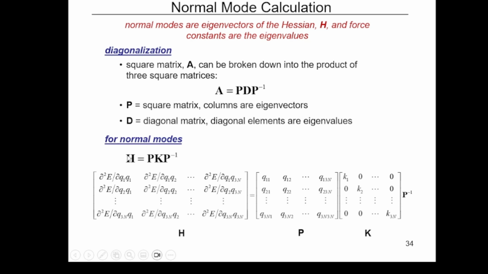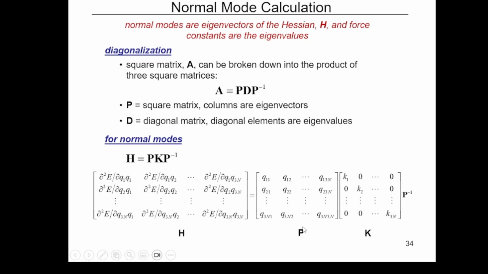So for normal modes, this Hessian H is broken down into P, K, and P inverse. P here is another square matrix. This K is also a square matrix. In this case, only the diagonal values are non-zero, whereas all the non-diagonal values are zero. These diagonal values are actually the force constants for normal modes.